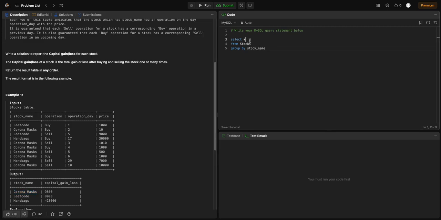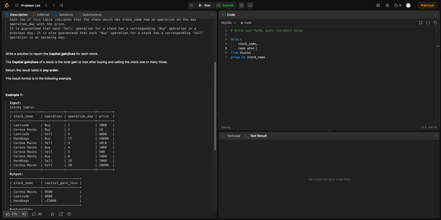And now let's start building out the desired output that we need. The first column we need is the stock name. So I'm going to say stock name. And the second column we need is the capital gain or loss. Now to calculate the capital gain or loss, I'm going to use a case when statement. So let's say case when.